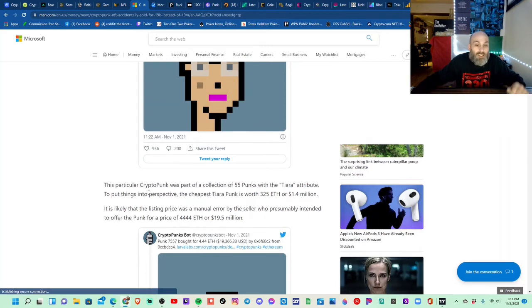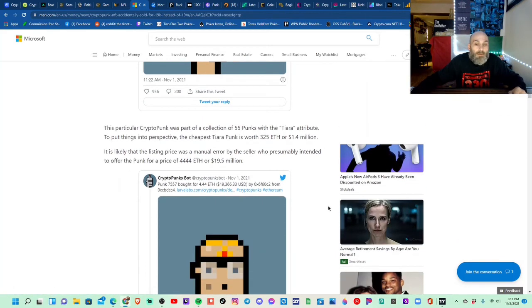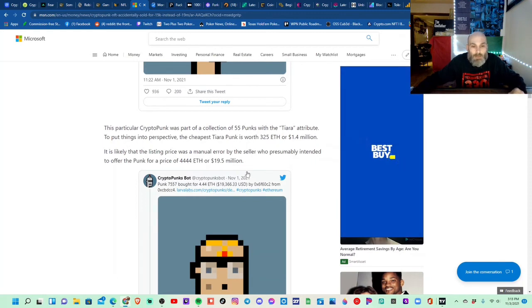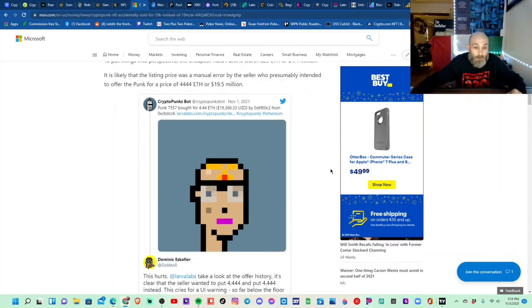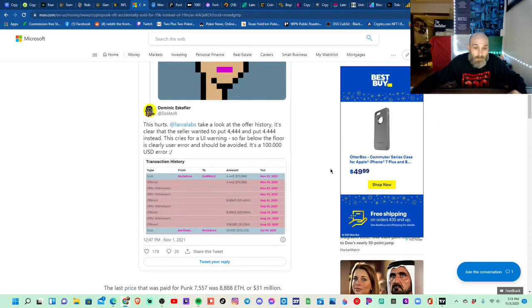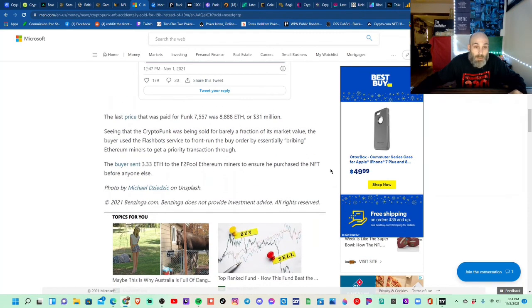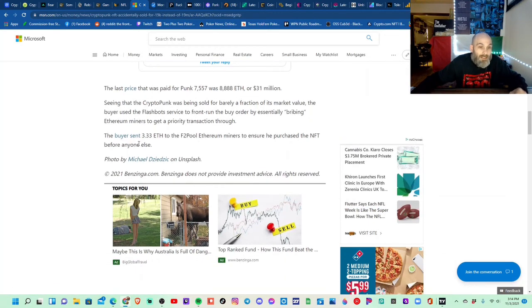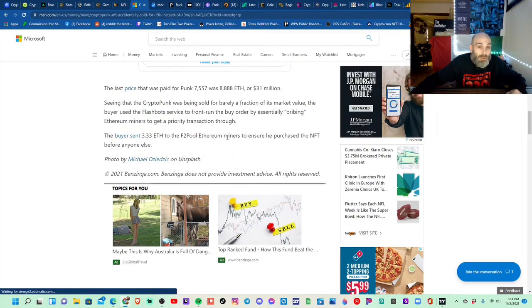To put things into perspective, the cheapest Tiara punk is worth $1.4 million. It is likely that the listing price was a manual error by the seller who presumably intended to offer a punk for a price of 4,444 ETH. So the last price that was paid for a punk, 7,557, was $31 million. So seeing this sold by barely a fraction of its market value, the buyer used a flashbot service to front run the buy order by essentially bribing Ethereum miners to get a priority transaction through. The buyer sent 3.3 ETH to the F2 pool Ethereum miners to ensure he purchased the NFT before anyone else.